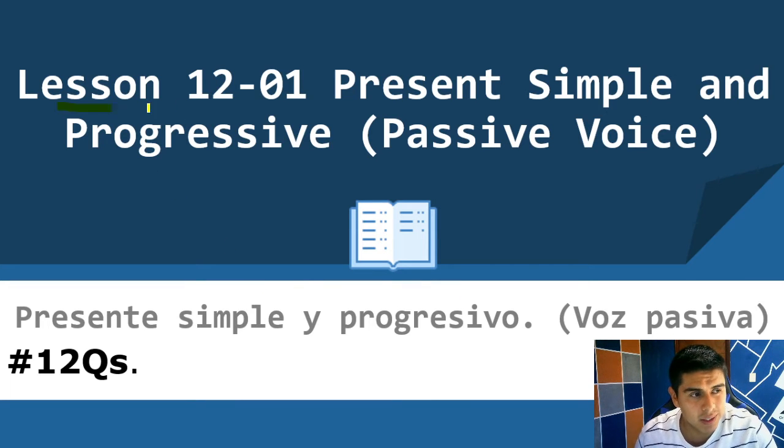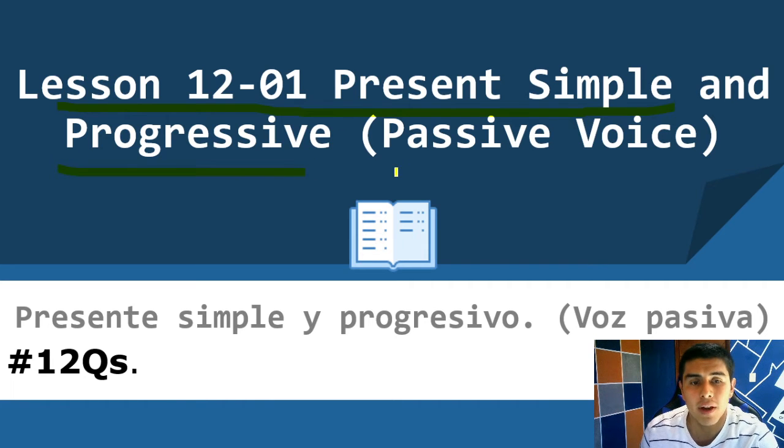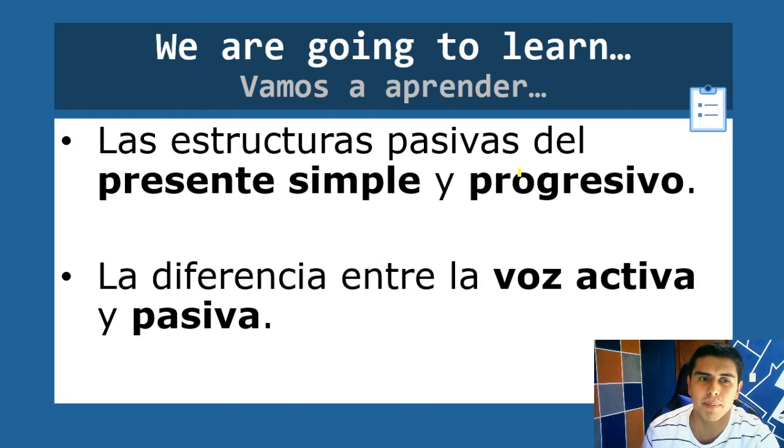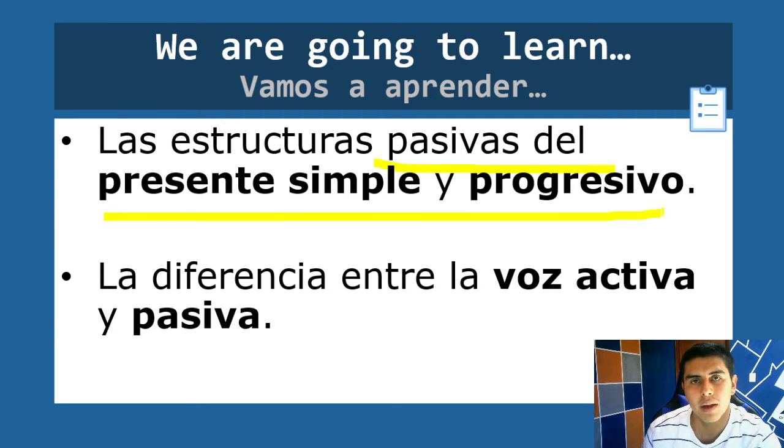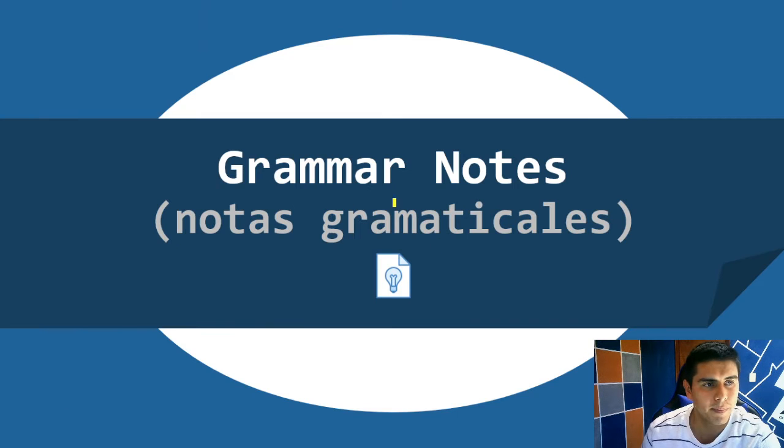This is now lesson number 12.1, present simple and progressive. We're going to see the passive voice form of these two tenses. Vamos a ver la forma en voz pasiva del presente simple progresivo. For that, we need to remember, we're going to see the passive structure for present simple and present progressive. También vamos a entender cuál es la diferencia entre hablar la voz activa o la voz pasiva.